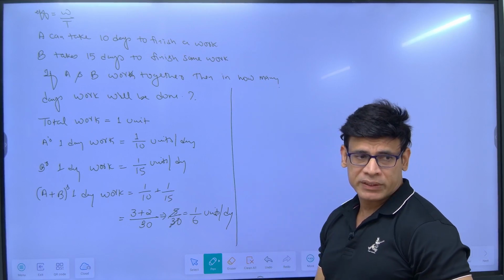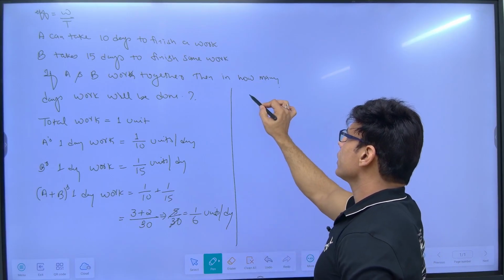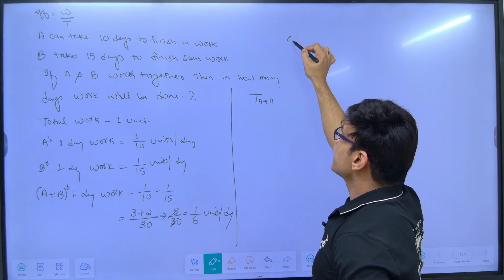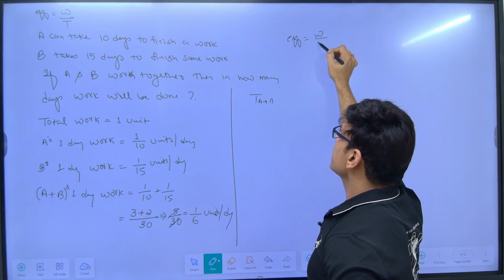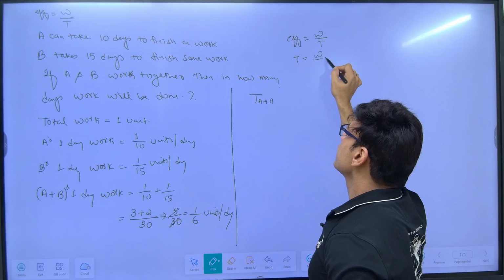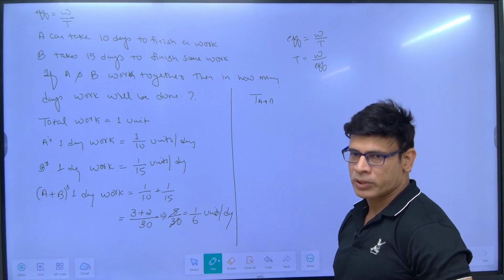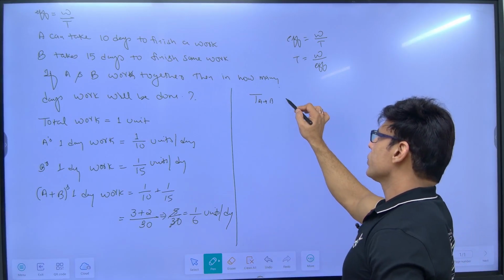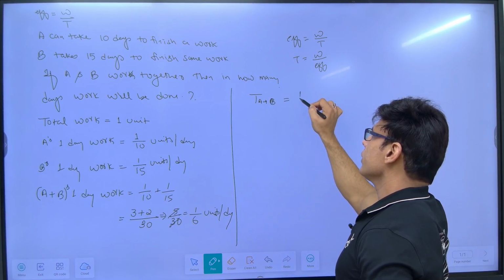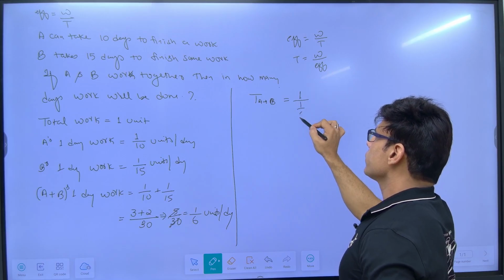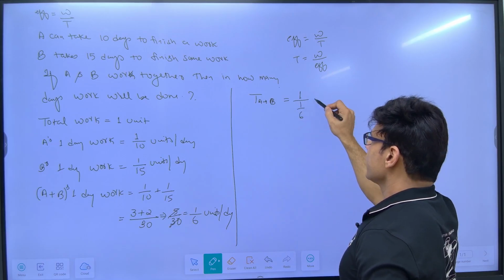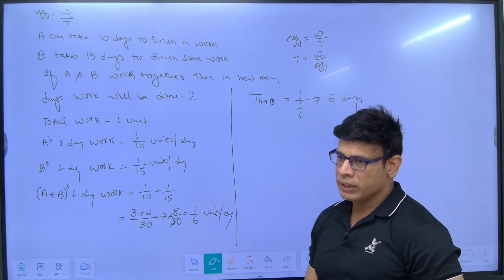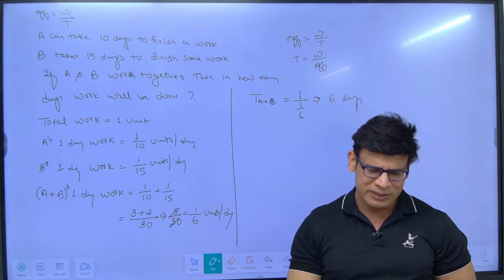This is their combined efficiency. Now what you are supposed to find out? Time taken by A plus B. Now if you know that efficiency is work upon time, so time will be what? Work upon efficiency. So if I have to find out time taken by A plus B, then I also should know how much A and B together are doing. They are doing 1 unit, and efficiency of A and B is 1 by 6. Flip it. This will be 6 days. So A and B can do this work in 6 days.